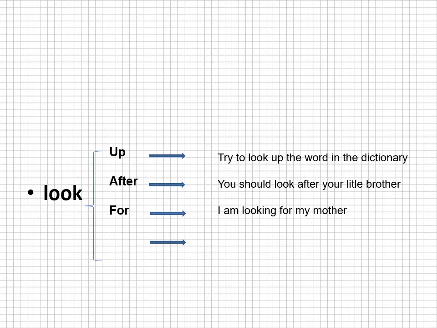Look for: I'm looking for my mother. It means that I am searching for my mother. يعني أنا أبحث عن أمي. Look out: look out, there is a car coming. So here it's like saying watch out or be careful. احترس, هناك سيارة قادمة. So here you can see clearly that when we use different prepositions with the same verb, we get a different meaning.